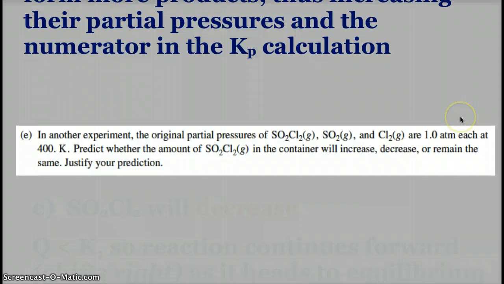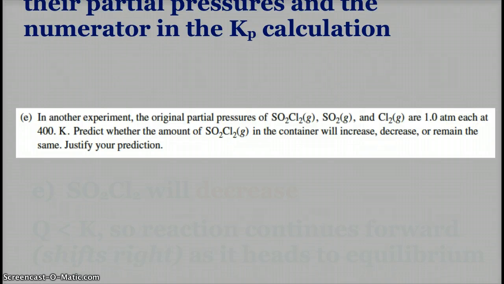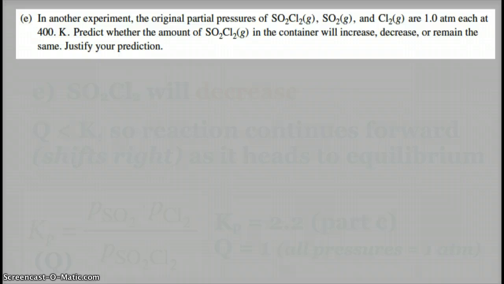And then our last part here, it says in another experiment, the original pressures are all 1 atmosphere at 400 Kelvin. Predict whether the amount of the SO2Cl2 in the container is going to increase, decrease, or remain the same. So we just solved for K, and now we're going to give new conditions for the gases, 1 atmosphere each. This is screaming Q. So if we solve for Q, we can compare Q and K, and then we can determine whether or not the reaction is going to be going to the right or to the left, or if it's at equilibrium.